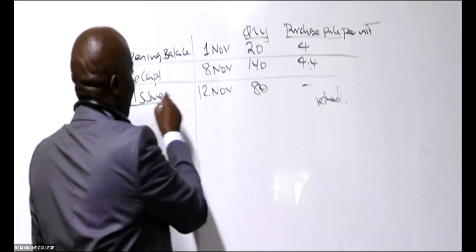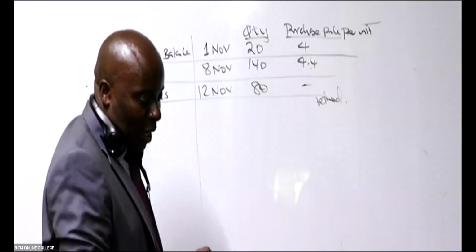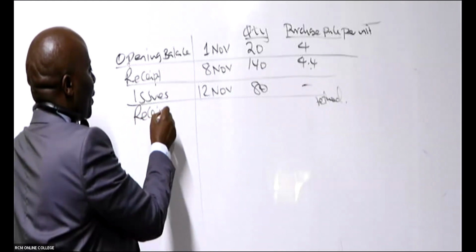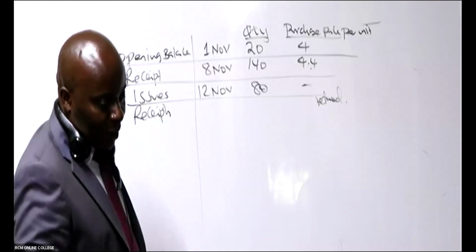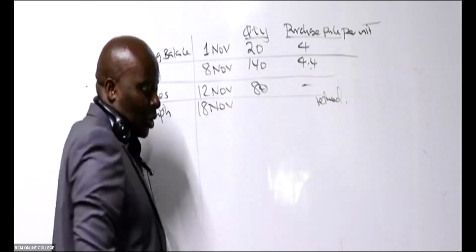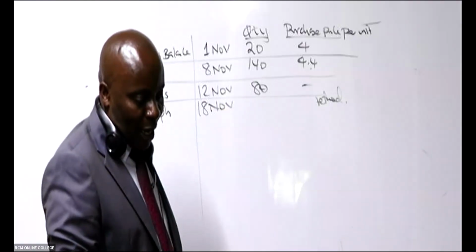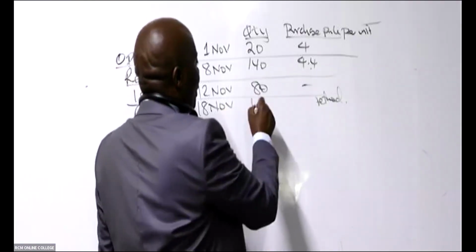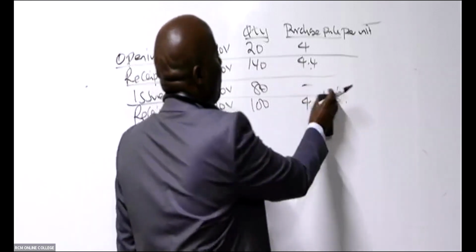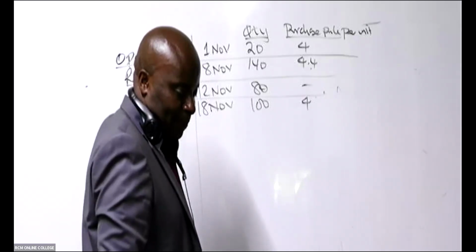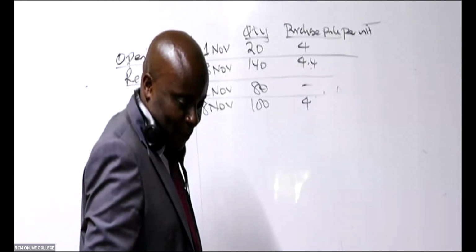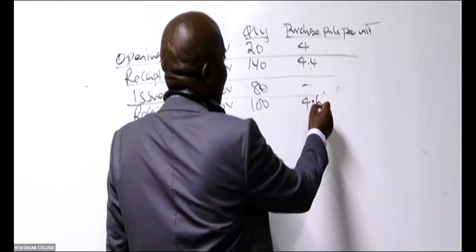We go to the next one. So the next one, ladies and gentlemen, what do we have over here? Receipts. I can see 18th November. So on this 18th November, we have how many units here? 100. And because we received, then we are procuring, and I can see the figure is 4.6.